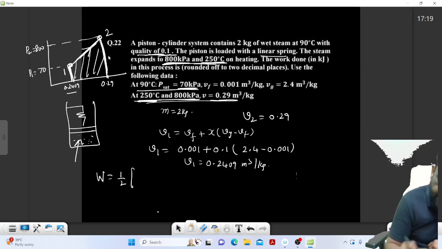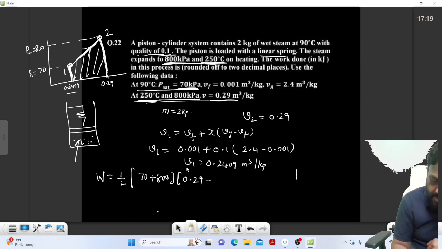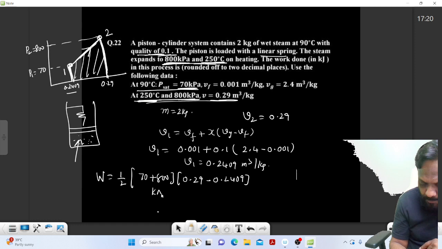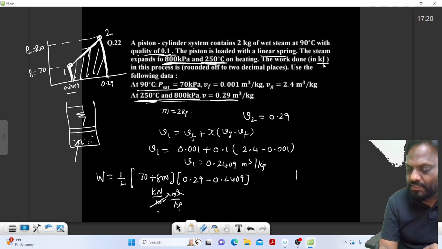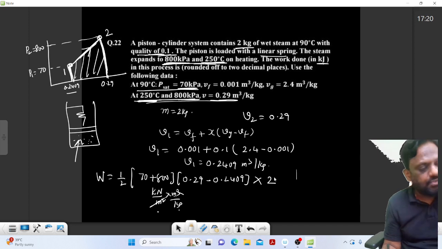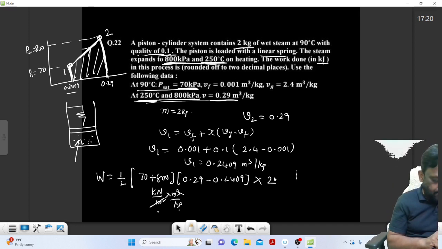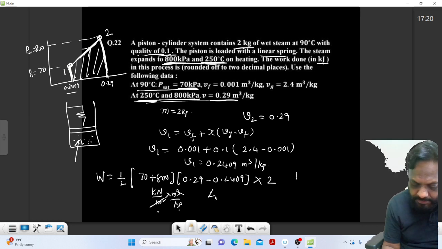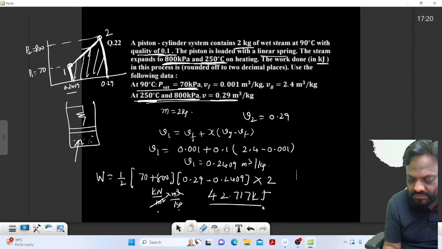It is 70, it is 800, into the distance between them, so it is 0.29 minus 0.2409. Check the unit: this is in kilopascal and this is meter cube per kg, so newton meter is joule, kilojoule per kg. But the answer is asked in kilojoule. Whatever you are getting will be for 1 kg, but I want the total. What is the mass? Multiply with the mass. So how much is it, sir? 0.29 minus 0.2409 into 870 is 42.717 kilojoule. So this is the answer.